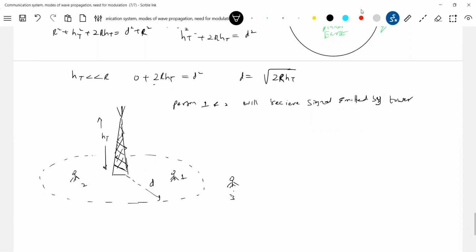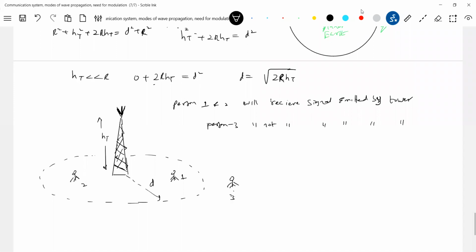What will the antenna be? The antenna will be very small. Am I right? What about person 3? Person 3 will not receive the signal emitted by the tower. Any reason for that? Because they are out of that particular range. So the range up to which the signals can be received depends upon this particular diagram.